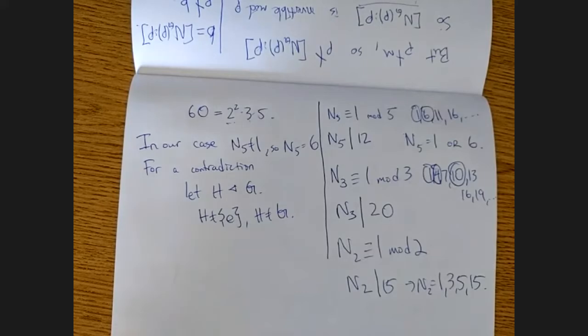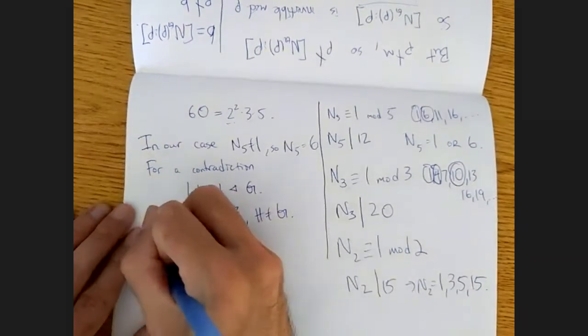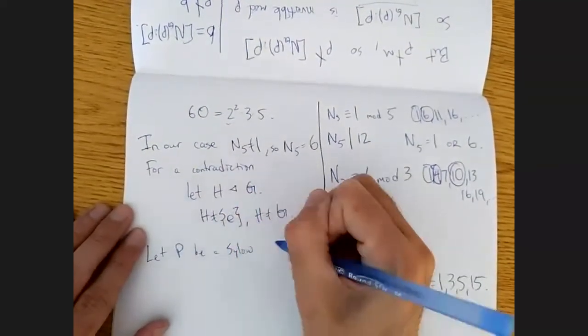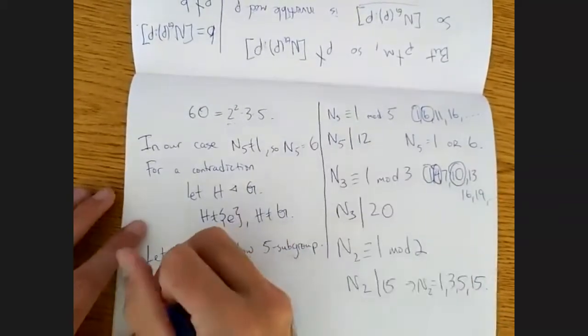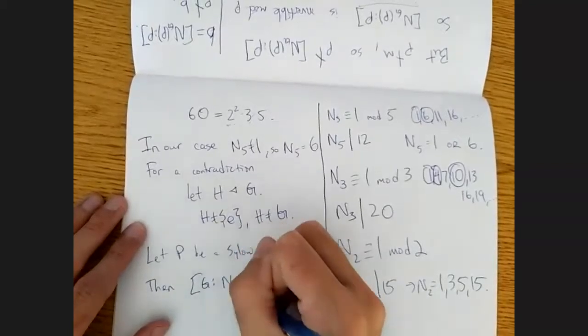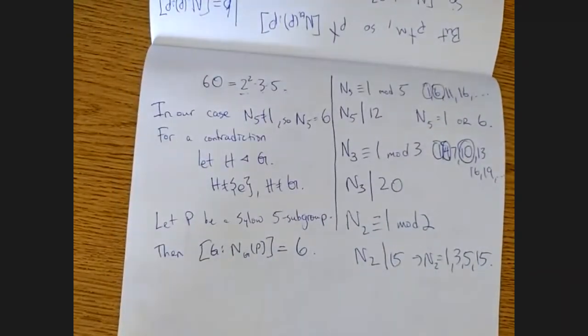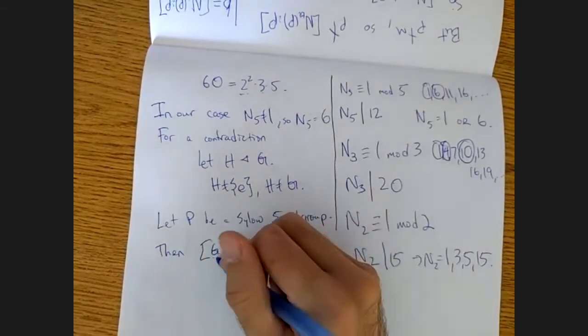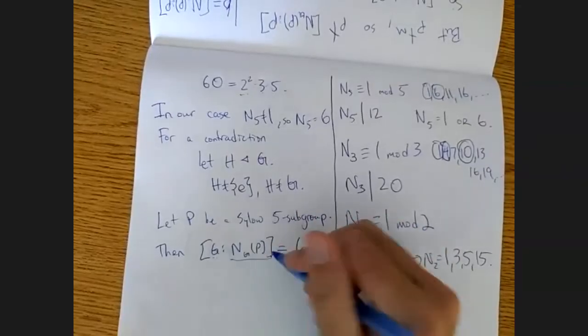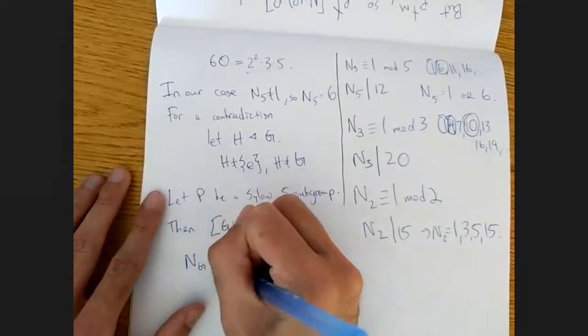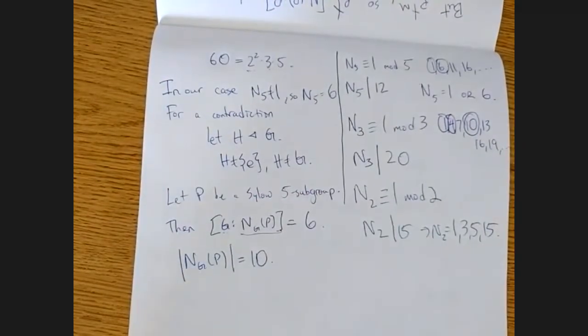We know that the number of conjugates of a Sylow 5 subgroup is 6. Let P be a Sylow 5 subgroup. The index in G of the normalizer of P is the number of conjugates of P, which is 6. G has 60 elements, and 60 divided by the order of the normalizer is 6, so the order of the normalizer has to be 10. So G has a subgroup of order 10.